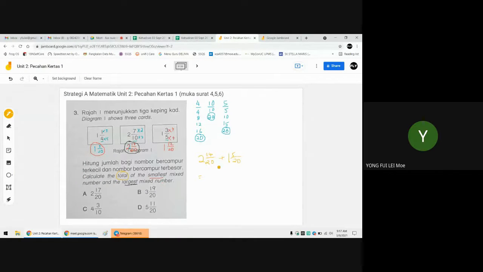Okay, 2 plus 1, 3. 14 plus 5, 19 over 20. So you confirm, get your answer. 3, 19 over 20. So these are the steps that you have to do. You have to detect, you have to be smart. If you want to compare fractions, make sure you have the same denominator.